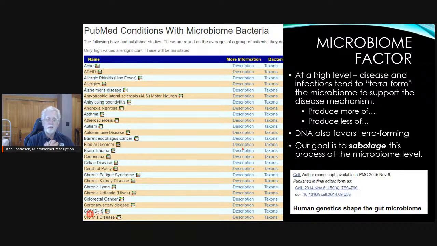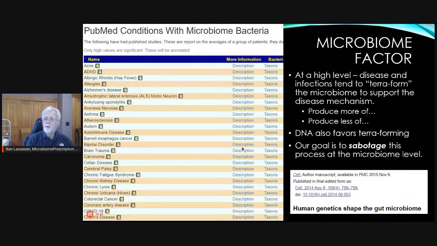At a high level, a disease or infection may, to borrow a word from sci-fi, terraform the microbiome. It will send out signals to the microbiome to produce what it needs and to stop producing what it doesn't need. So the result is it alters the microbiome, which often happens after an infection is technically gone, not detectable. Symptoms still persist for a while and then fade away. The reason they persist is that the microbiome is still following the old instructions it received and hasn't reset itself. So the microbiome factor is something to keep in mind.